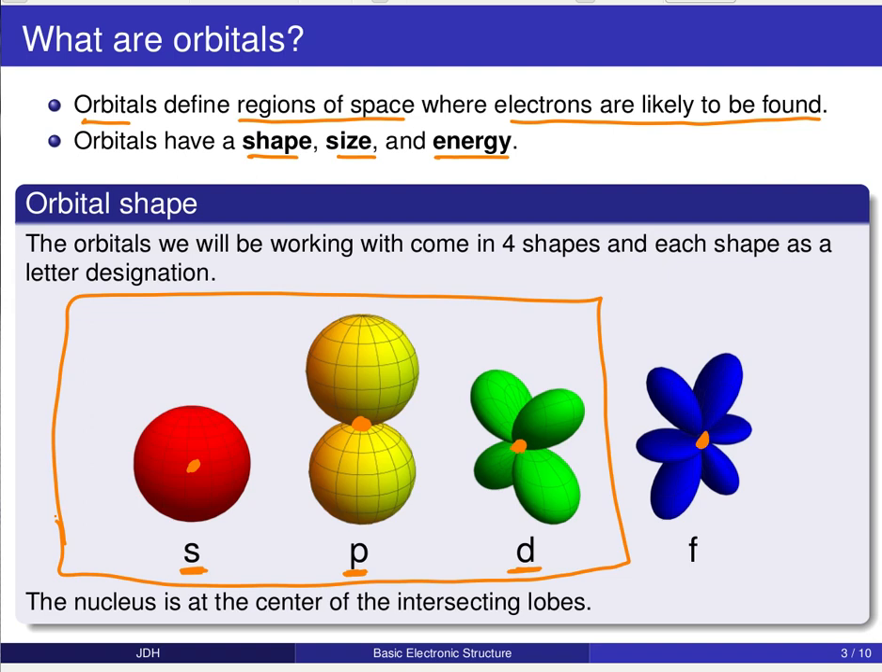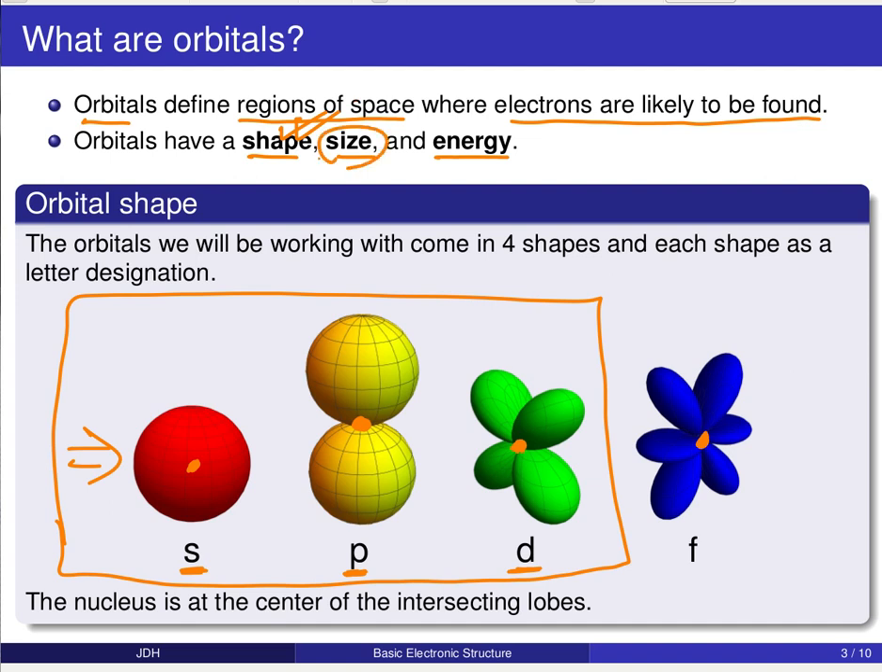What I want you to be able to do is pick from a lineup the correct orbital shape for any one of these S, P, or D orbitals. If I put a picture up there, I want you to identify from a lineup of these three images which one is S, which one is P, and which one is D. If you can do that, then you've got orbital shape down.